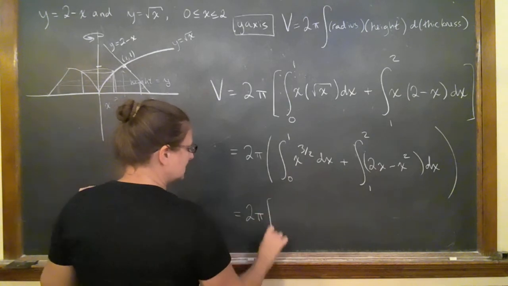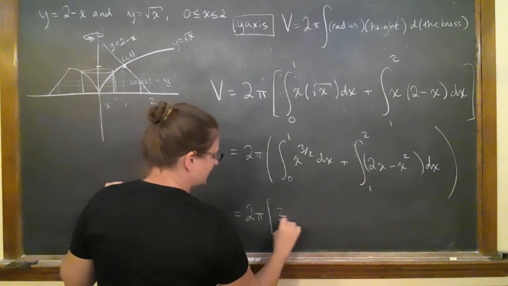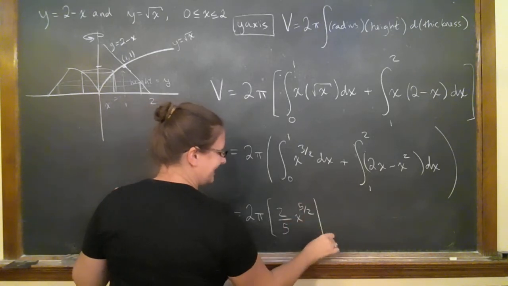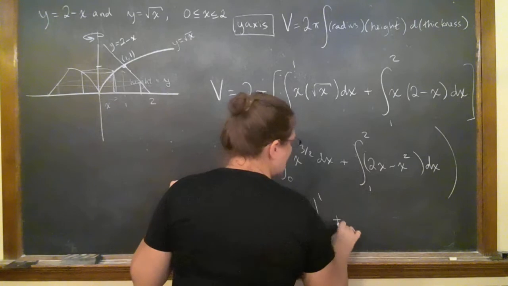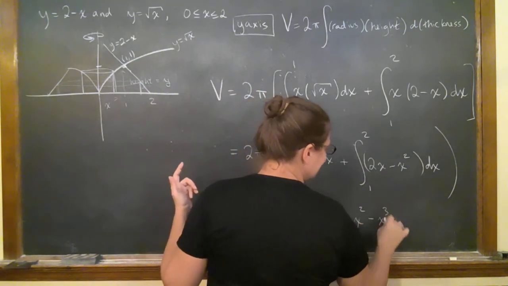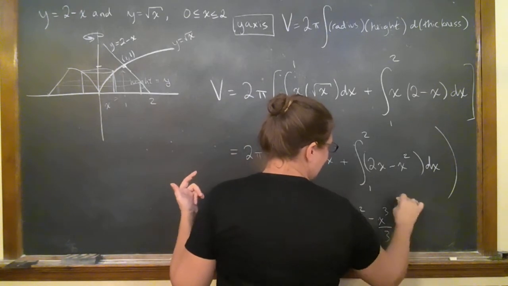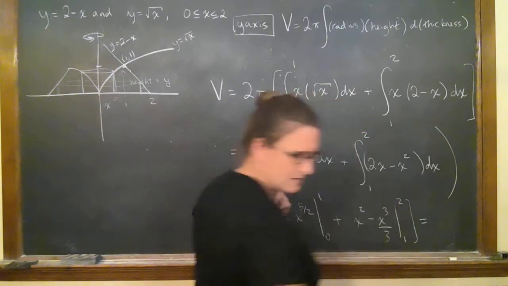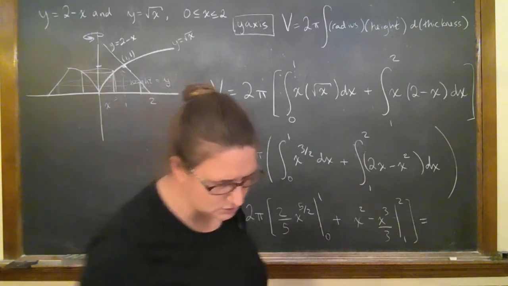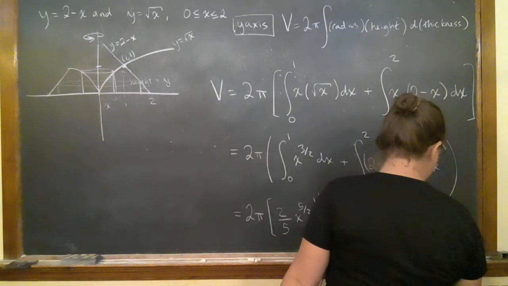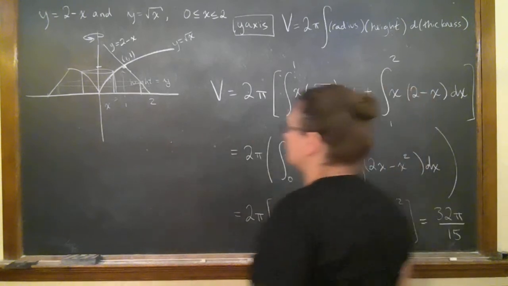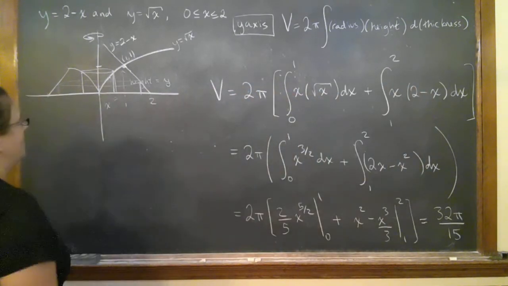And so as you see, on the two different pieces, I have a different function, and I also have different limits. But remember again, because I'm integrating with respect to x, my limits are in x. And if you evaluate this, I did it somewhere. Where did I do it? Oh, here, 32 pi over 15. All right, assuming I added it right, which one can't always assume.